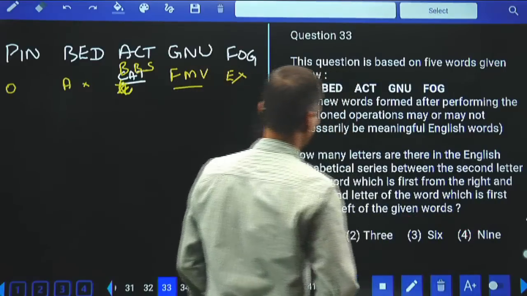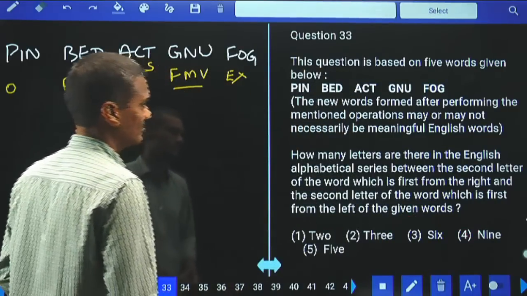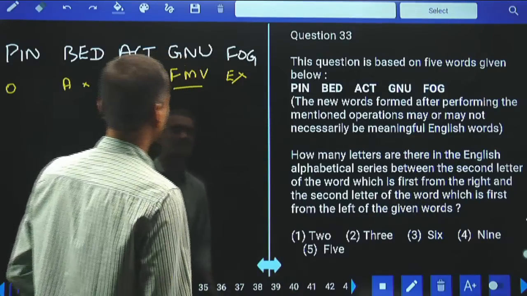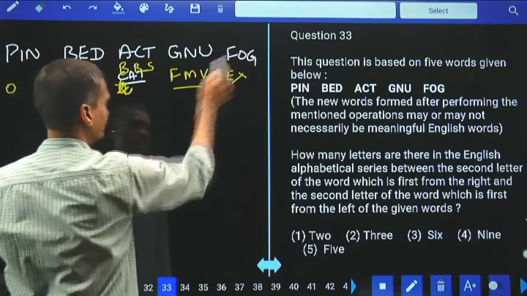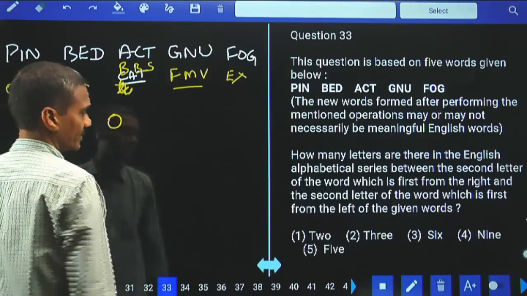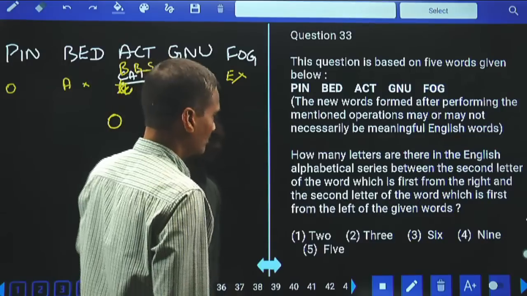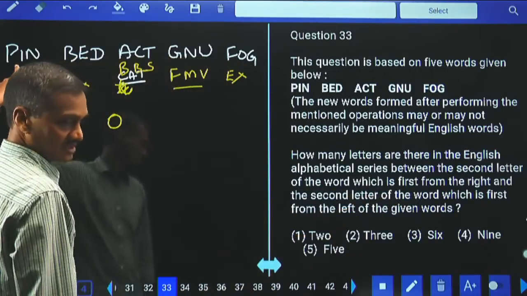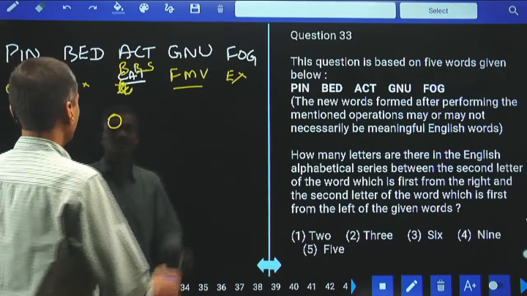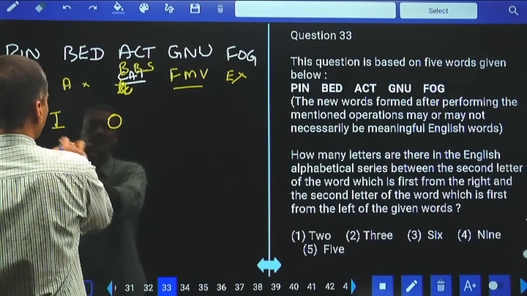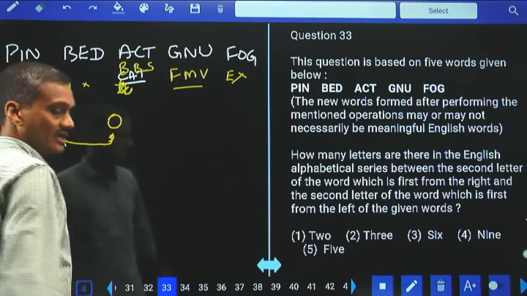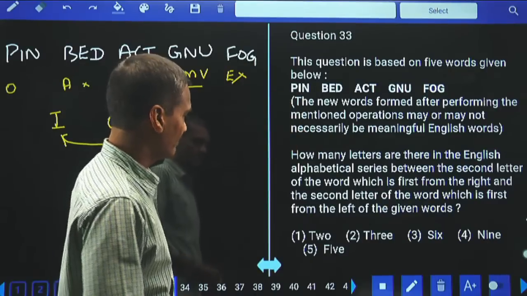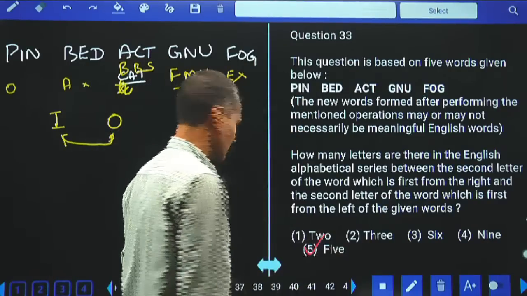Then coming to 33, how many letters are there in the alphabetical series between the second letter of the word which is first from the right and the second letter of the word which is first from the left? First from the right, FOG. What is the second letter? O. First from the left, pin. What is the second letter? I. Now we need to find the letters between I and O. Tell me how many letters are there? I and O: J, K, L, M, N. There are only 5 letters. And 5 is given in choice 5, question number 33.